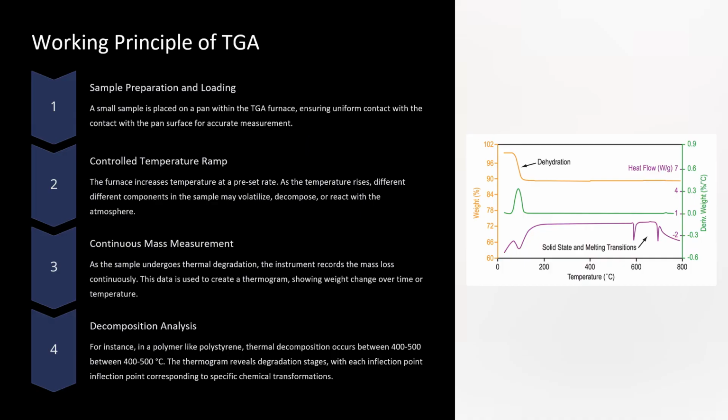Working principle of TGA. A small amount of sample is placed in a TGA instrument. The instrument heats the sample at a controlled rate of 20 degrees Celsius per minute or it is maintained at specific temperature. Changes in the sample mass are continuously measured as a function of temperature or time. Mass changes occur due to the processes such as moisture loss, decomposition, oxidation or reduction. Generally, in polystyrene, the thermal decomposition occurs between 400 to 500 degrees Celsius, and in this analysis, we get the thermogram as our output.